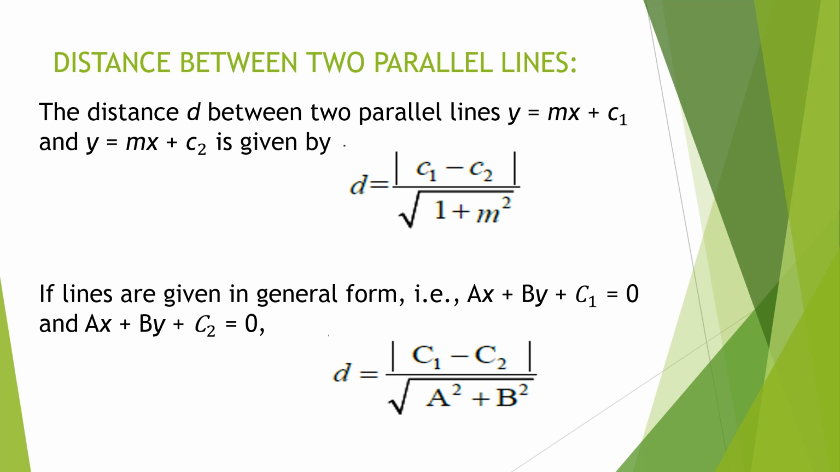Also, how to find the distance between two parallel lines. Now the distance d between two parallel lines y equals mx plus c1 and y equals mx plus c2 is given by d equals mod of c1 minus c2 upon root of 1 plus m square. And suppose the lines are given in the general form ax plus by plus c1 equal to 0 and ax plus by plus c2 equal to 0, then the distance d between the parallel lines will be mod of c1 minus c2 upon root of a square plus b square. Remember, since the lines are parallel, a and b will be the same, only c1 and c2 values differ.